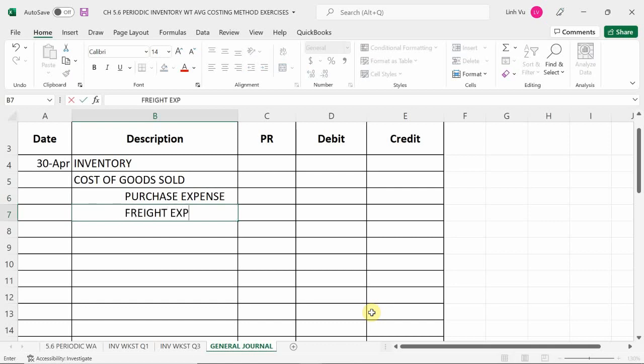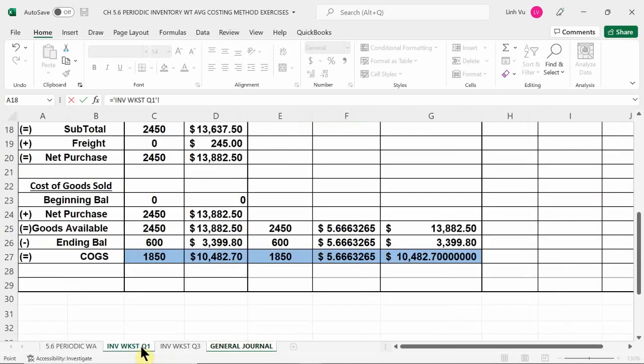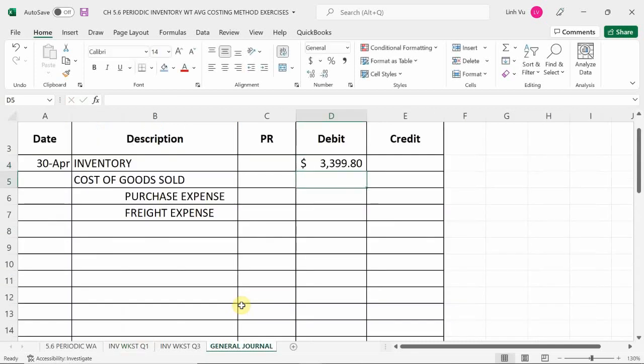Okay, because we are trying to convert my expenses into inventory, but at the end of the day, the amount of items that I purchased was 2,450. I realistically only have 600 left. That means I have to distribute all of my purchase expenses between the two accounts right here. So in this case, what was my ending balance in my inventory, my ending inventory? What was the total value? $3,399.80. Good.